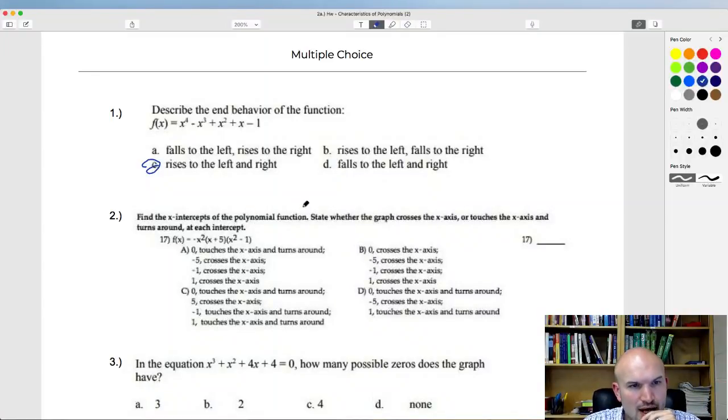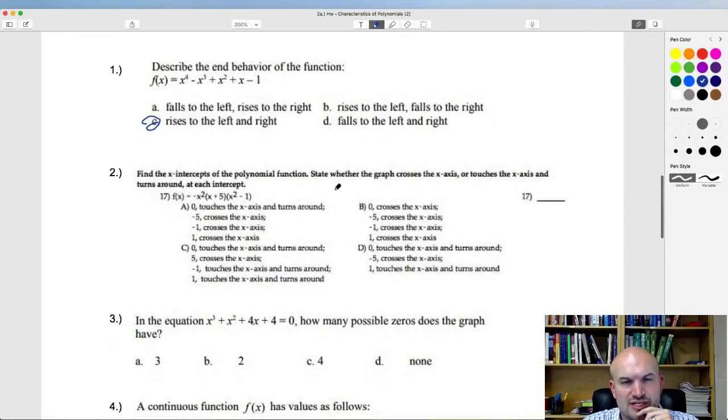The next one says, find the x-intercepts of the polynomial function and state whether the graph crosses the x-axis or touches the x-axis. This one gets a little tricky because you can see the powers with the x. Remember, guys, in my formula, this was x minus c raised to the m. Notice that the power of x was 1. The only time we're talking about multiplicity is when we're looking at a linear factor. That means x is raised to the first power. This is not linear, so we need to continually factor that down into linear factors.